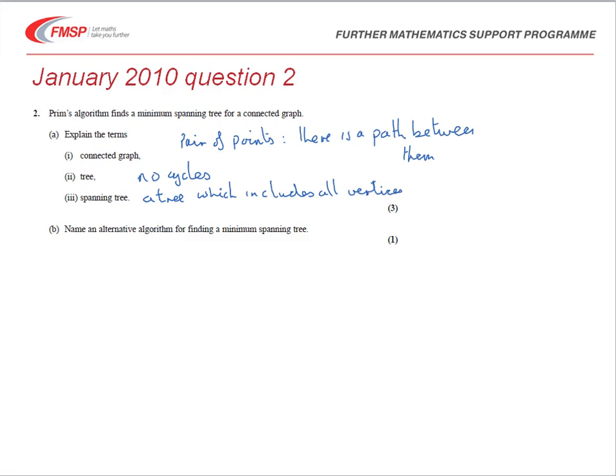Finally, in this question, the question was talking about Prim's algorithm. We're asked to name an alternative. Obviously, they're expecting you then to be able to just quote that the alternative algorithm for finding minimum spanning tree is Kruskal's algorithm. The mark allocation for that question was very, very simple. Just a single mark for each of the definitions, making sure that you had the correct words in there.